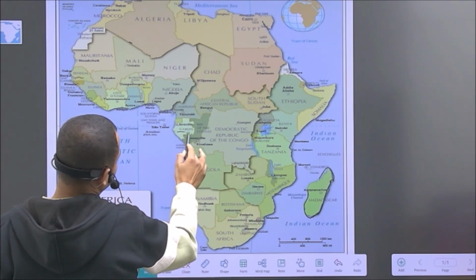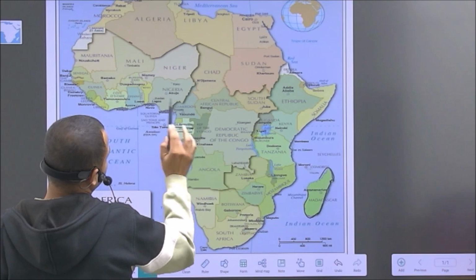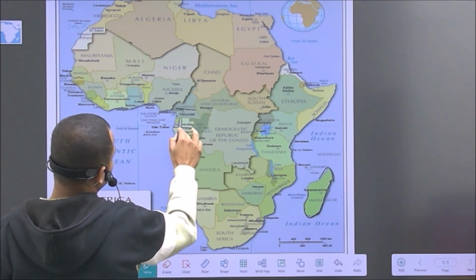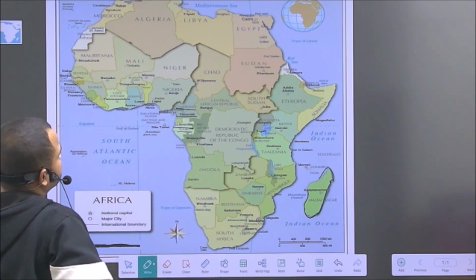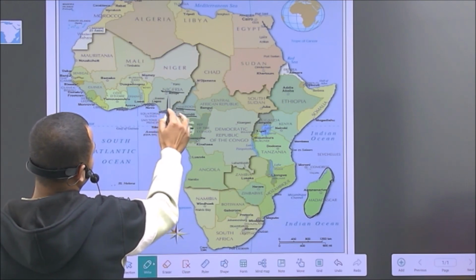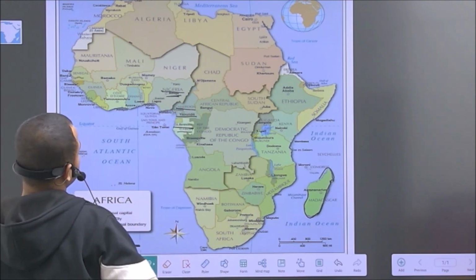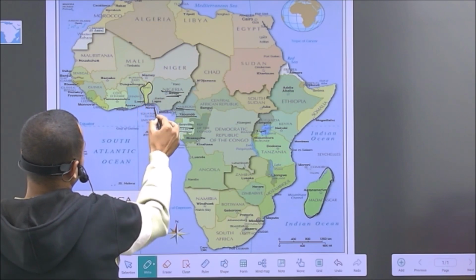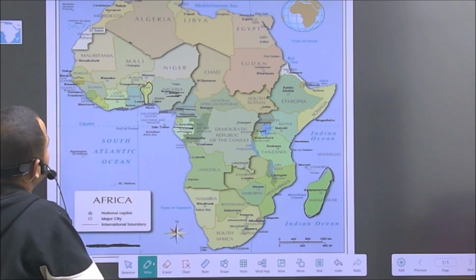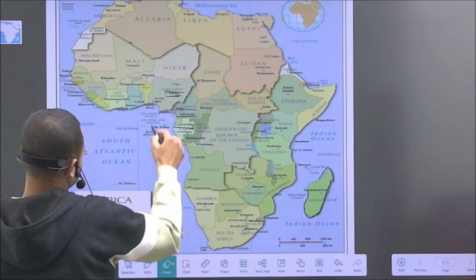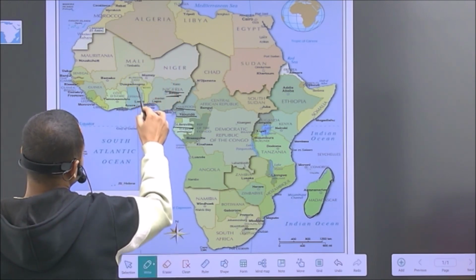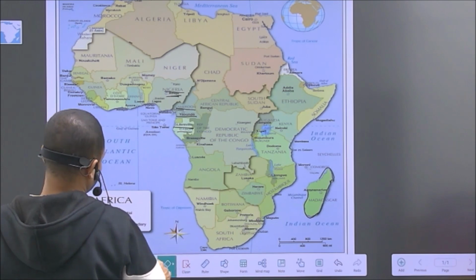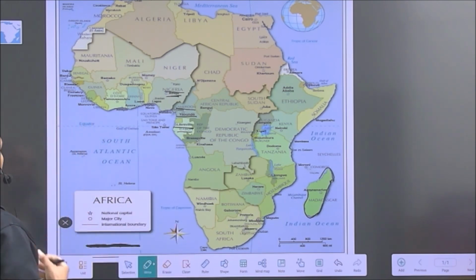Here Gabon, and Libreville is the capital of Gabon. Here Cameroon, and Yaoundé is the capital of Cameroon. Here you can see Nigeria. Abuja is the capital of Nigeria. Here you can see Benin. Porto Novo is the capital of Benin. This country is called Togo, and Lome is the capital of Togo.